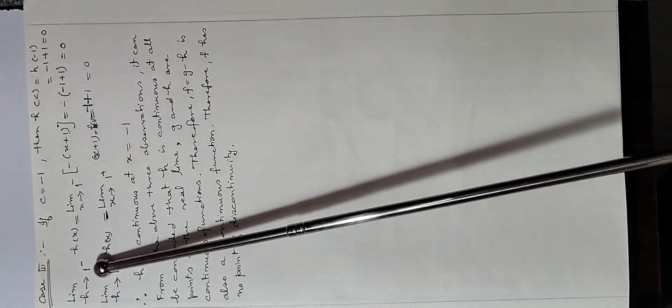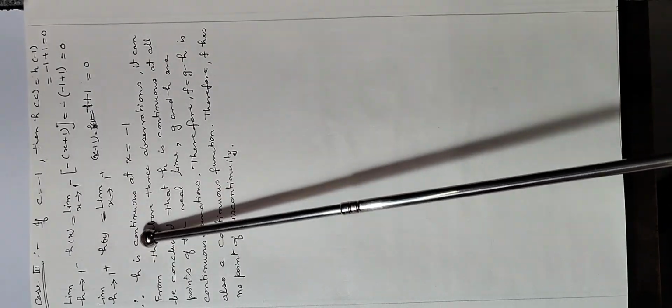Now come to the third case. If c is equal to -1, then h(c) = h(-1), which will be equal to -1 + 1, and it will be equal to 0. The limit as x tends to -1 from the left of h(x) will be equal to the limit as x tends to -1 of -(x + 1). Inside the bracket, write -1 plus 1 because x is going to -1, that is equal to 0.